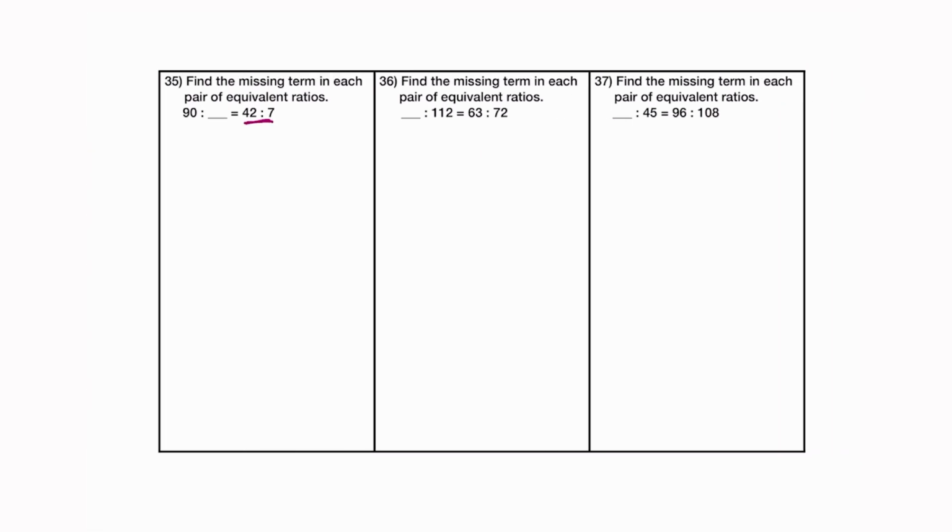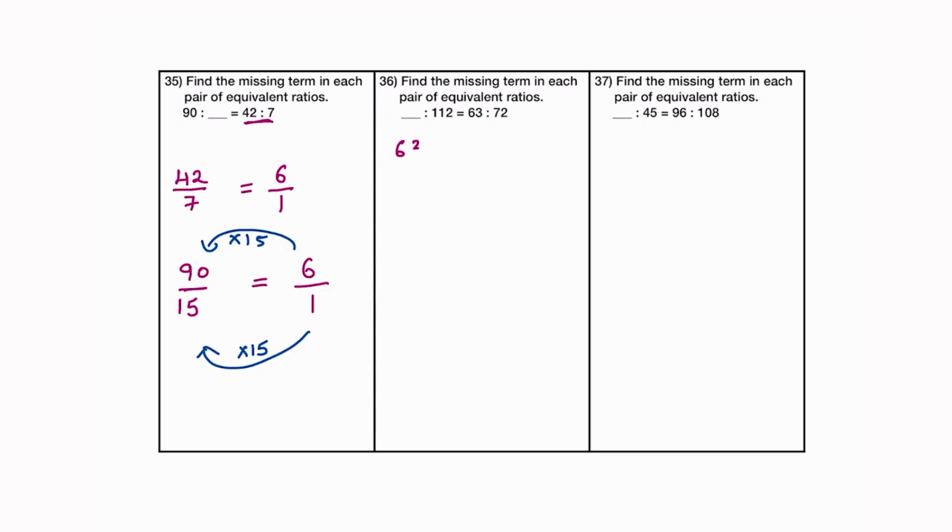Now we are going to use this one, right? 42 over 7. You know, 42 is a multiple of 7, right? So this is basically 6 over 1. So 90 over something equals 6 over 1. So this is basically 6 times 15. So this will also be 1 times 15. And that's a tough one to do, right? 1 times 15. It's 15.